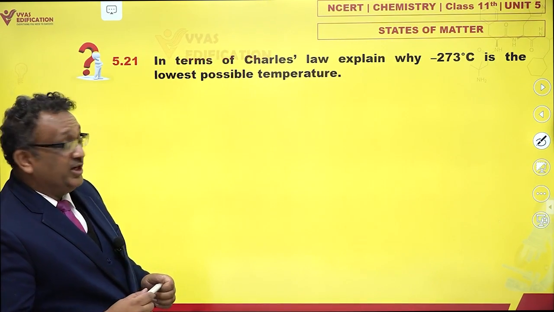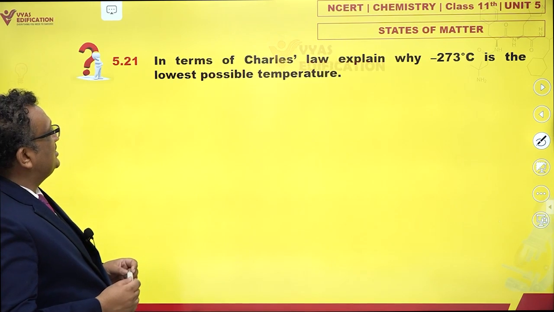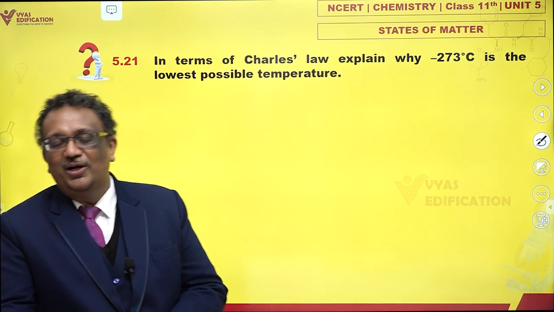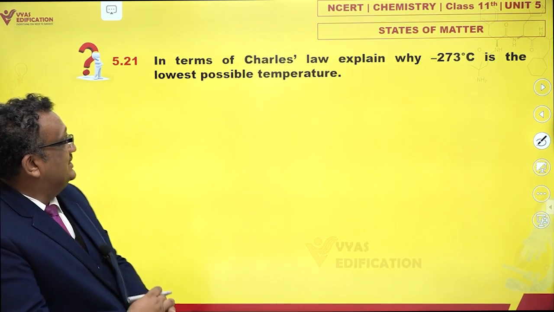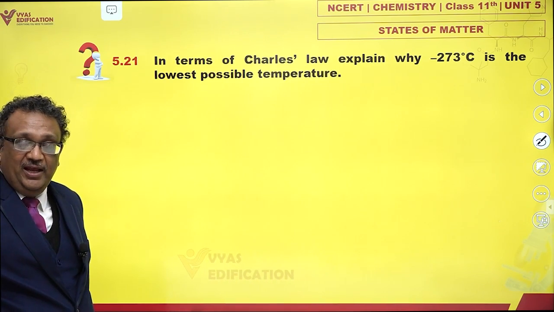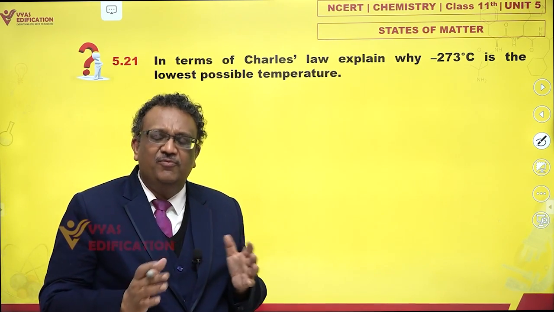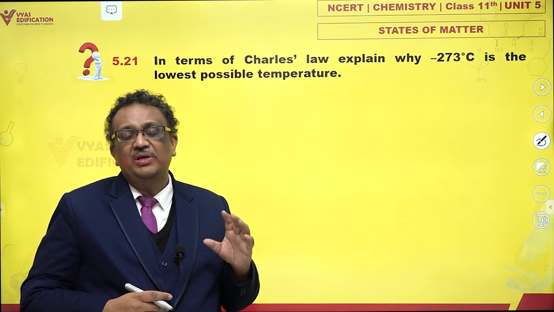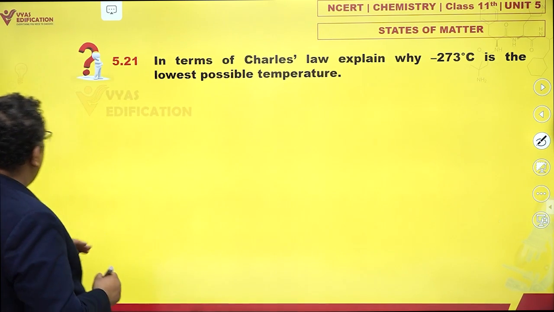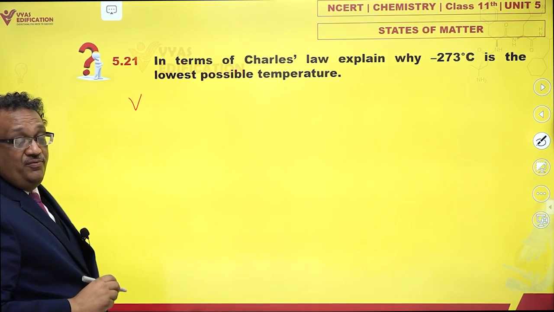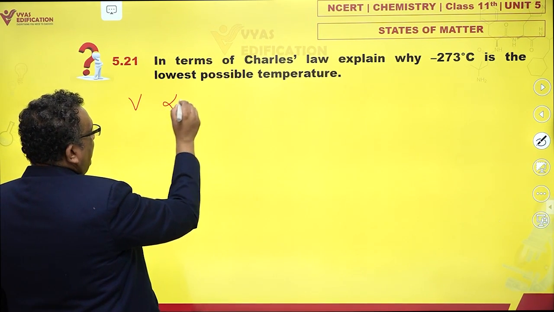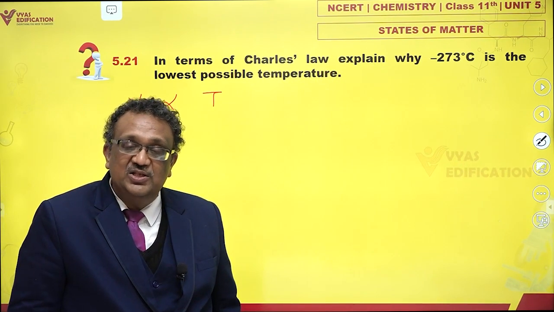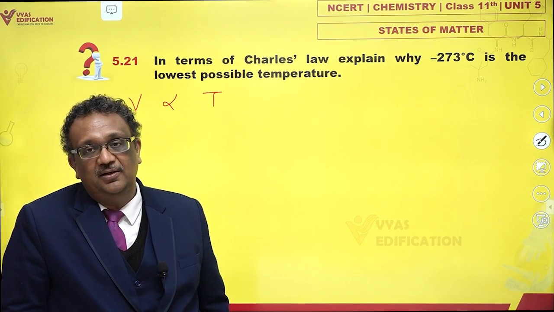In terms of Charles' law, explain why minus 273 degrees Celsius is the lowest possible temperature. Now, what is Charles' law? What did Mr. Charles do? Charles' law says that if you take a fixed amount of gas, that means fixed number of moles of gas at constant pressure, and you measure its volume at different temperatures, right? Then you would find that volume of any gas is proportional to its absolute temperature T. Volume of any gas is proportional to its absolute temperature T.